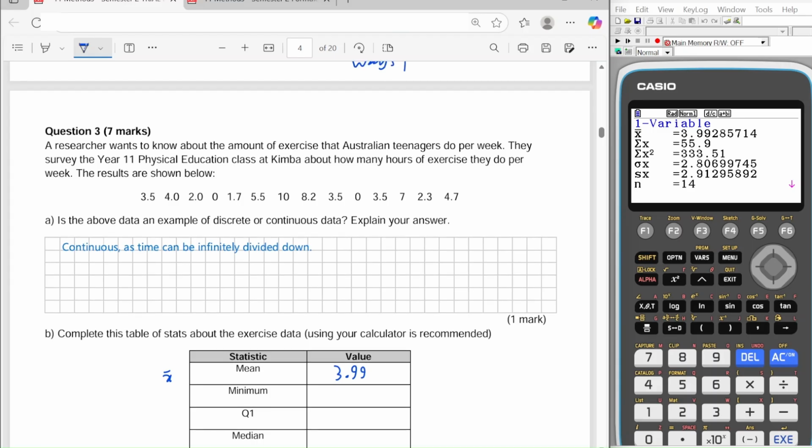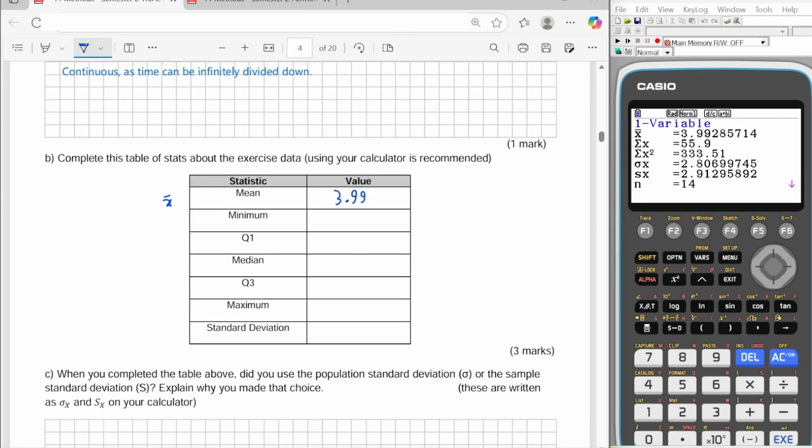Now this is exercise of Australian teenagers, and we've surveyed 14 people. So I don't think we have the population. We're going to have the sample. So that's Sx on the calculator, 2.91. And then this 5-number summary you can get if you just scroll down a little bit. So that would be 0, 3.5, 5.5, and 10.